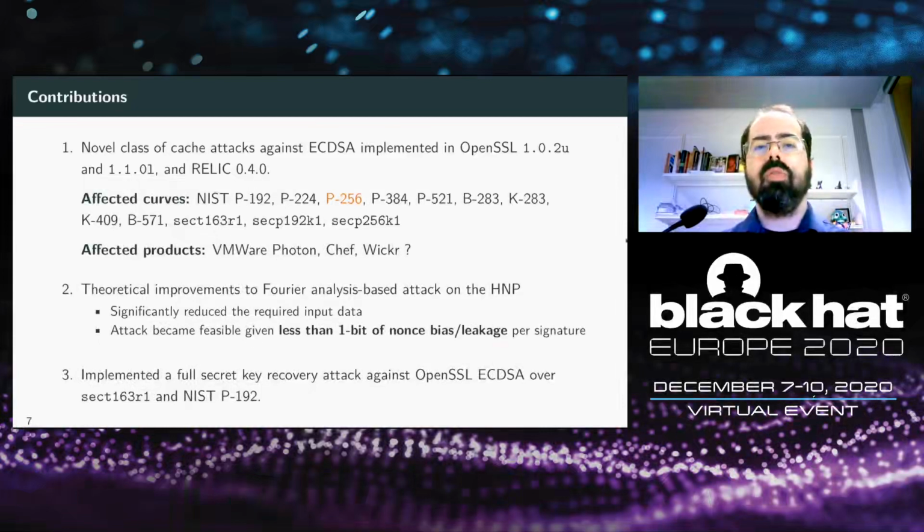This allows the attack to be feasible given less than 1 bit of nonce bias leakage per signature, which means that the attacker is able to obtain 1 bit of the nonce with less than 100% success probability. So then less than 1 bit of bias on average. We implemented a full secret key recovery attack against OpenSSL over 2 sets of parameters: a binary curve over a smaller field and a prime curve over field P192.